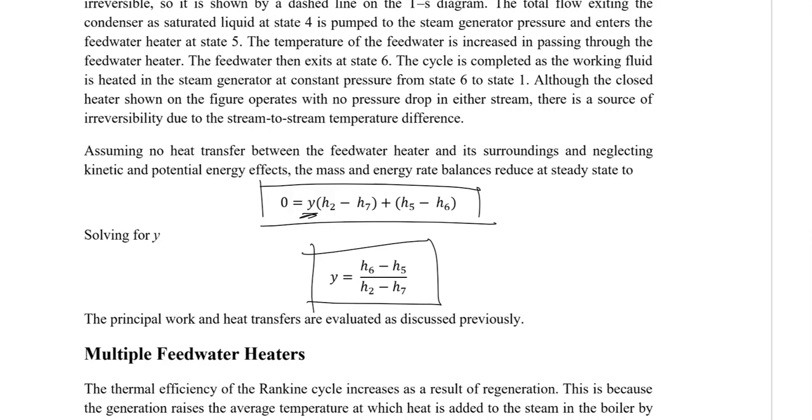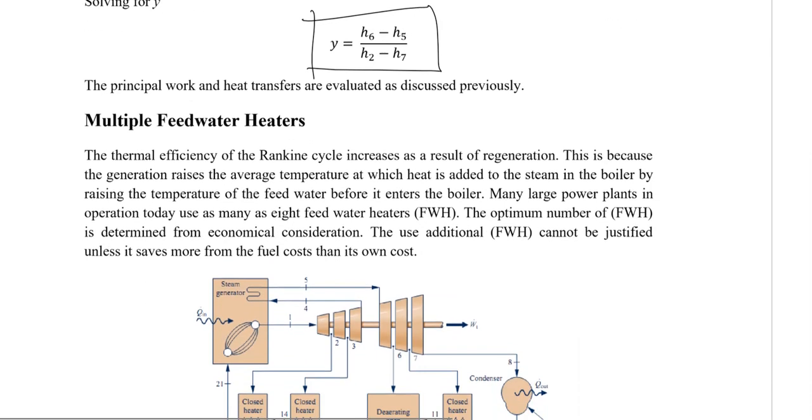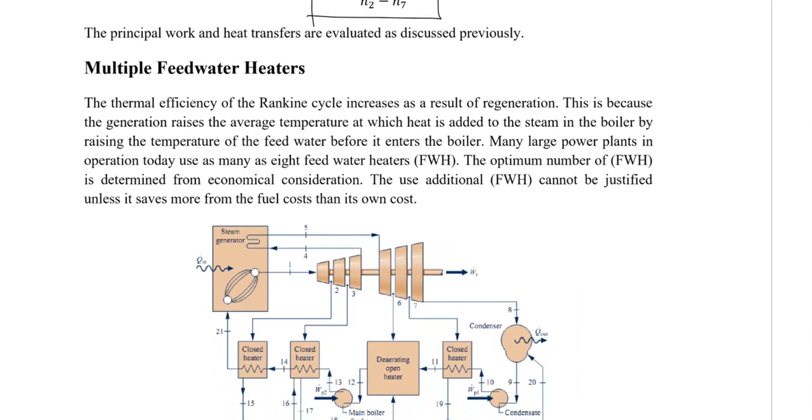In the same manner, you can find the work done of the pump, the work done of the turbine, the heat transfer in a feed water heater as well, and also the heat out of the system and the heat into the boiler. There can be multiple feed water heaters. So the thermal efficiency of the Rankine cycle increases obviously as a result of regeneration. This is because regeneration raises the average temperature at which heat is added to the steam in the boiler, by raising the temperature of the feed water before it enters the boiler.